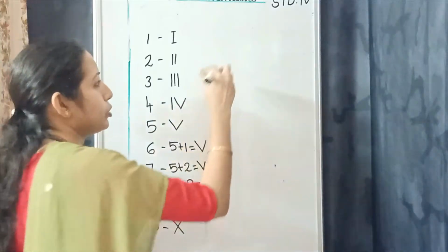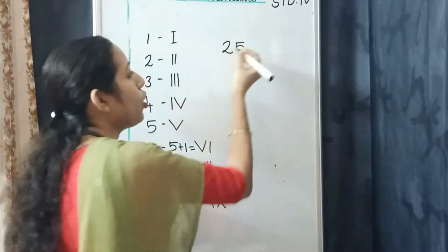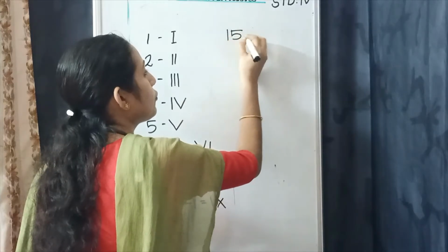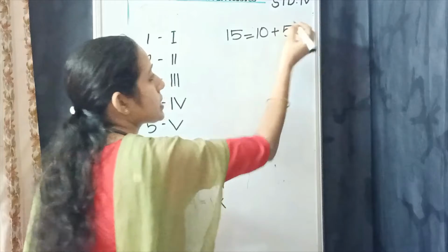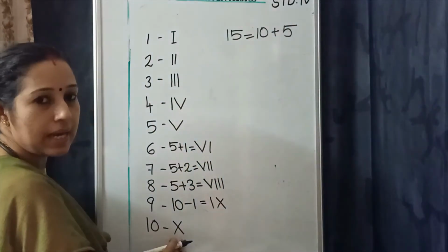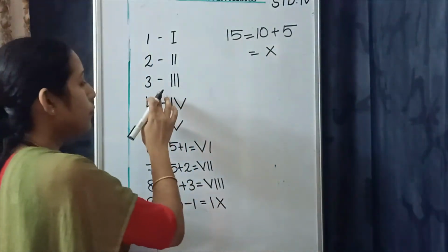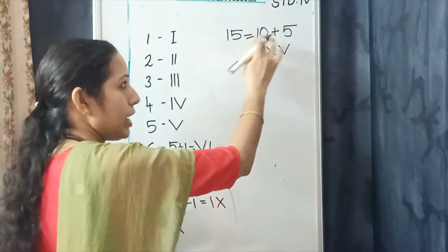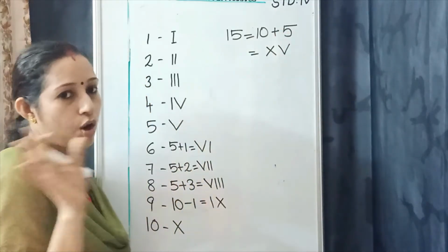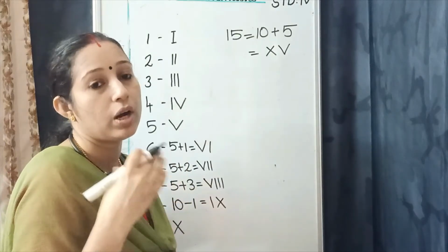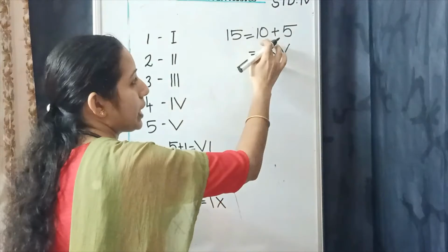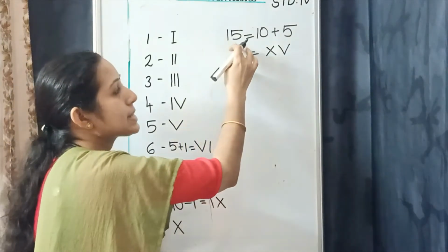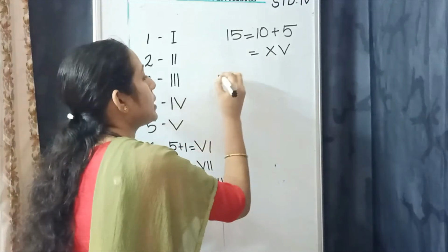If you know the Roman numerals of 1 to 10, you can easily write other numbers also. For example, to write 15. We know 15 means 10 plus 5. 10 means X, and 5 in Roman numerals is V. No need to use the plus symbol; the plus symbol is not used in Roman numerals, and there is no symbol for zero. So 15 is X and V.